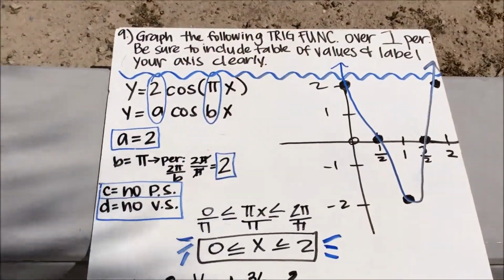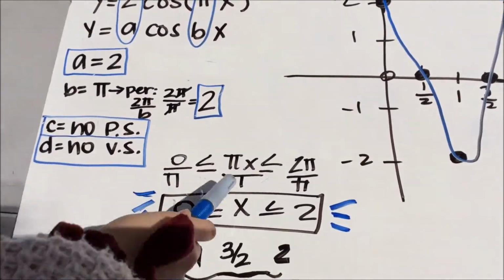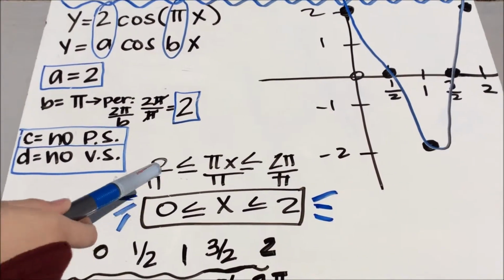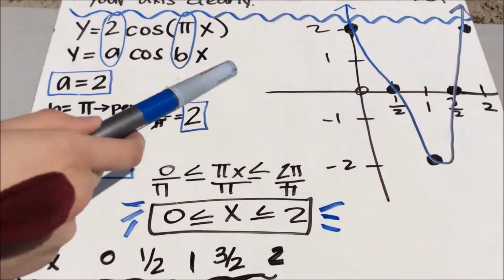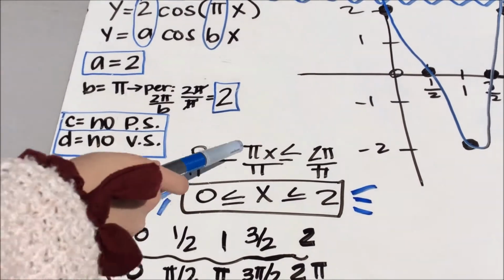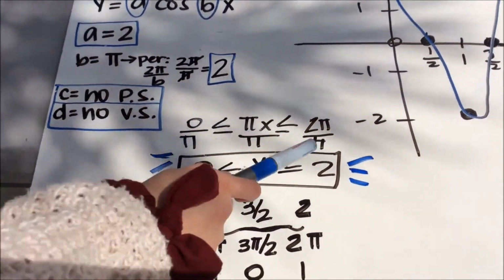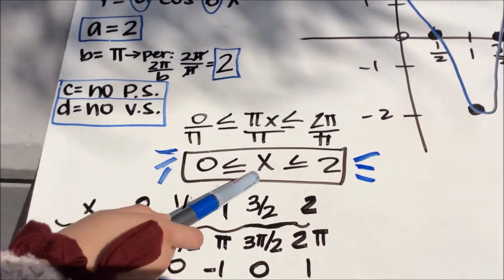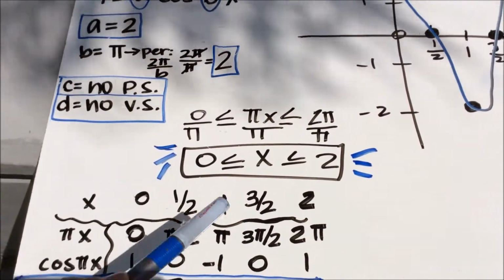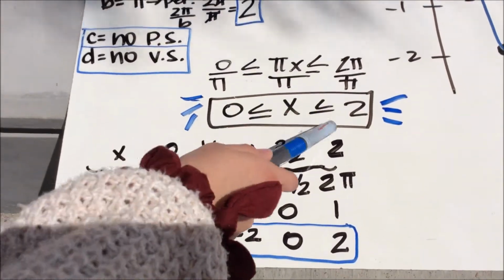Alrighty, so to find your starting point and ending point, you have to use this inequality. So 0 less than or equal to pi x is less than or equal to 2 pi. In order to get x by itself, you have to divide by pi, so you get rid of the pi. You divide both sides, and you get 0 less than or equal to x, which is less than or equal to 2. So that's our inequality, so that's our starting and ending point.